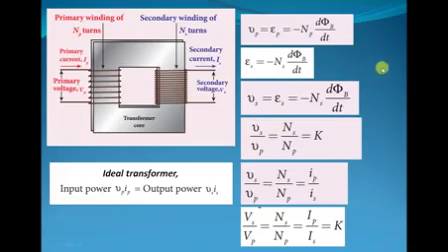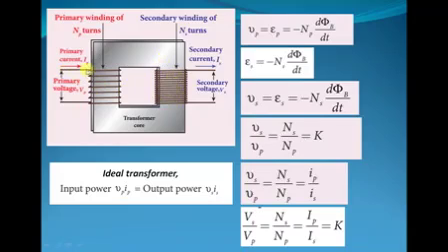Next we are going to see the working. Here we apply the alternating voltage. So it produces an alternating current moving in the coil. We already know that alternating current is nothing but current changing with respect to time. So it is also inducing a magnetic flux. The magnetic flux is also changing, and it is producing an induced EMF in the secondary coil.